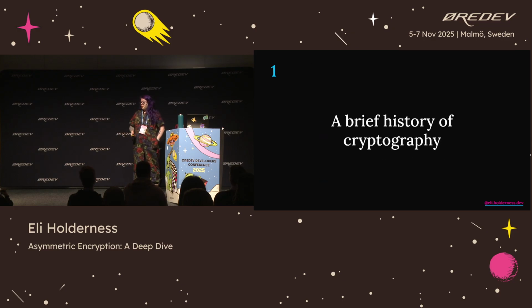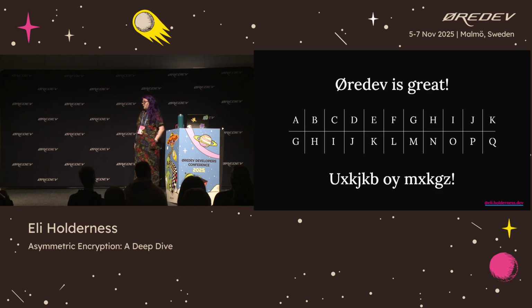Right. So, cryptography, sending hidden messages. Humans have wanted to do this as long as we've been communicating, right? It's fun to have secrets, and sometimes it's strategically useful, right? Here's a very basic cipher.